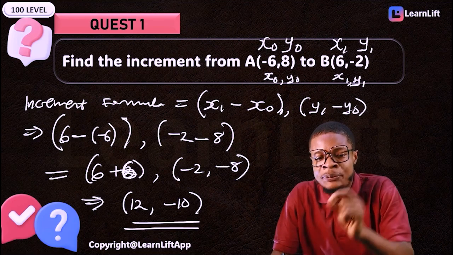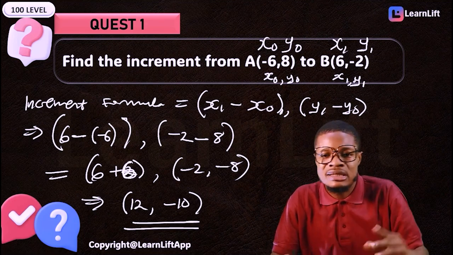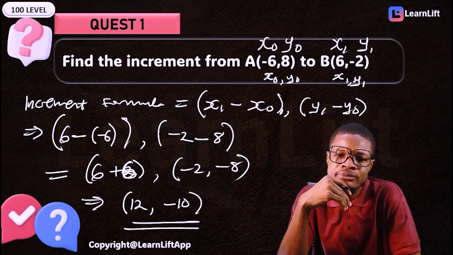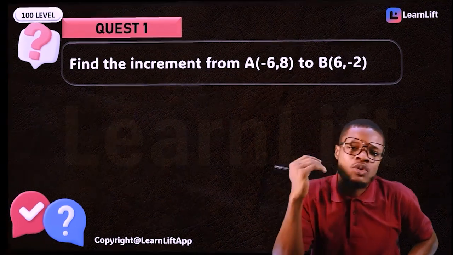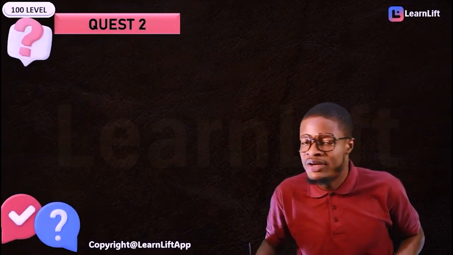What is the increment there? 12, comma, minus 10 is the answer. And that's all, you're out of there. It is simple. Now look at question 2. You will solve it for me very, very fast.